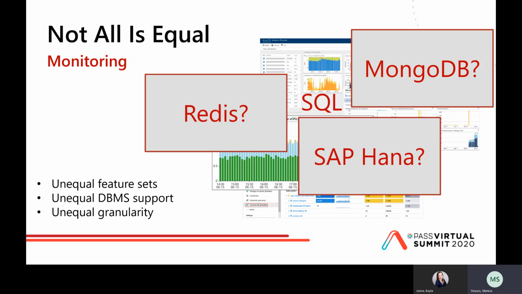But what I end up with is by no means an arbitrary problem. It's a very real problem because I now have an unequal feature set. The database support isn't equal across the board, and the granularity is not equal. So going back to the point I made a minute ago, we now have tool sets for all of the different database platforms, but we're not monitoring them equally, and we're not looking at the same type of data sets. So in essence, whichever poor person ends up having to look at these charts cannot cross-correlate anything.